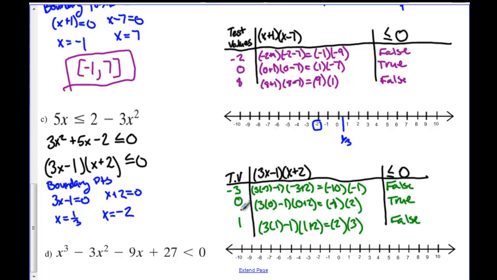All right, so not that one. The only one that worked is when we plugged in the 0. That 0 fell between these two right here. Are they getting parentheses or brackets? Brackets.